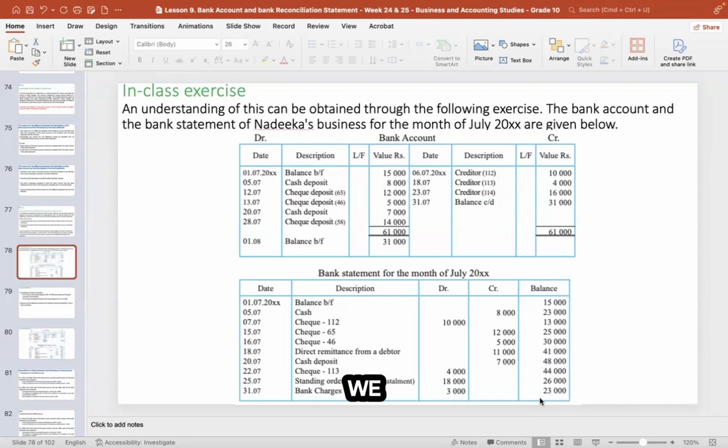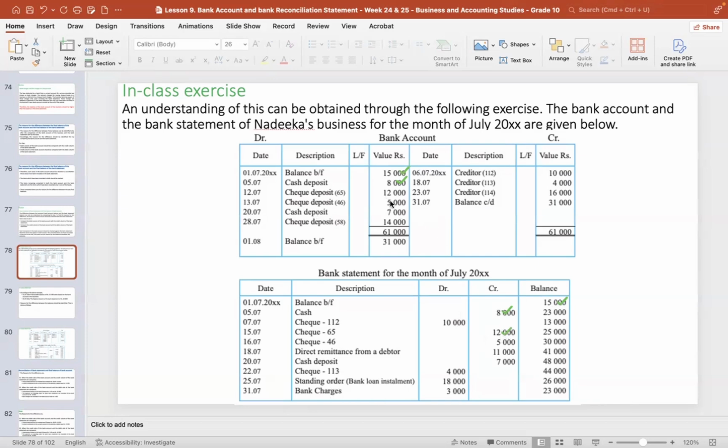Ideally, we will be checking this debit side with the credit side, whereas this credit side of the bank account with the debit side of the bank statement. Okay, let's start doing this. Balance brought forward, it's 15,000, and here also it is 15,000, all good. Now we are firstly checking the debit side. Cash deposit 8,000, cash deposit 8,000. It's all good. Then check deposit 12,000. Check 65, 12,000.